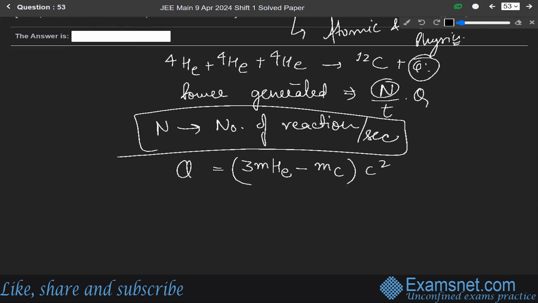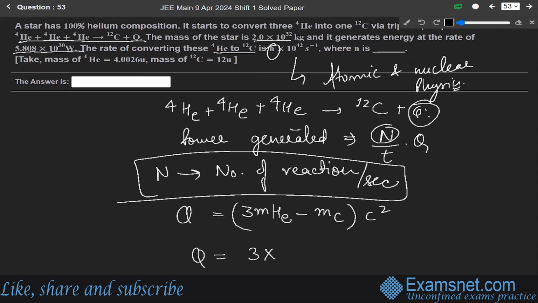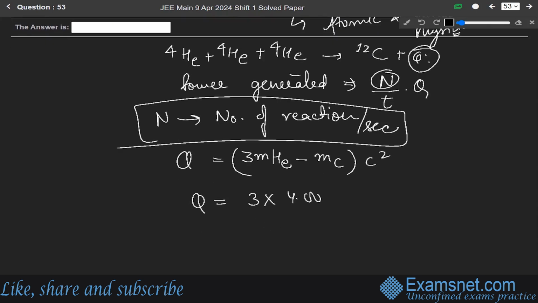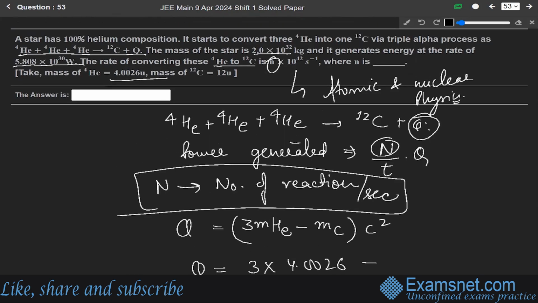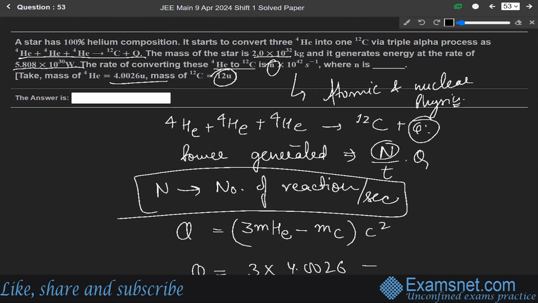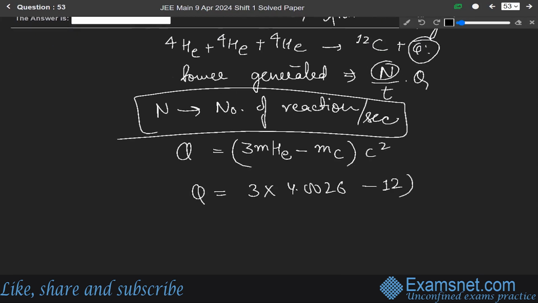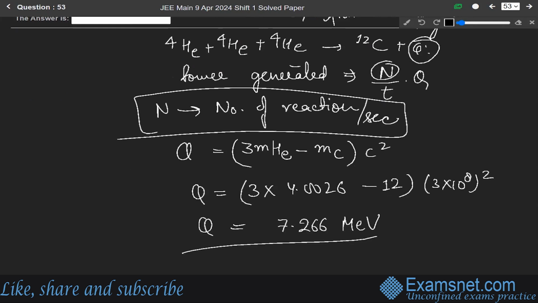So delta M C square. So Q will be equal to 3 into the mass of helium. Mass of helium is 4.0026 U, minus the mass of carbon, which is given as 12 U, into C square, meaning 3 into 10 to the power 8 whole square. So Q is equal to, solving it, we get 7.266 mega electron volt. Okay.